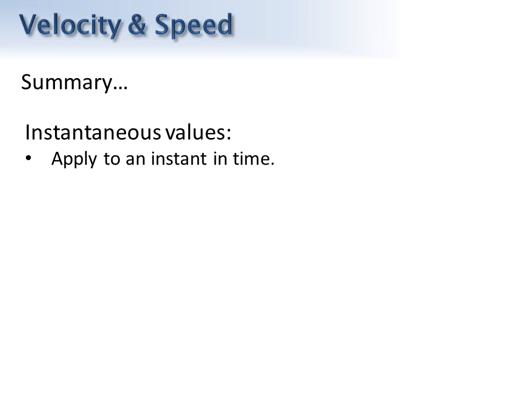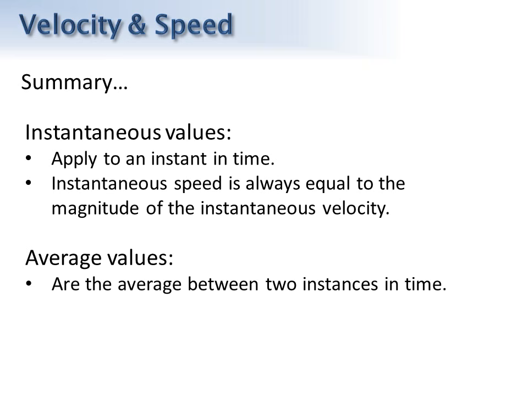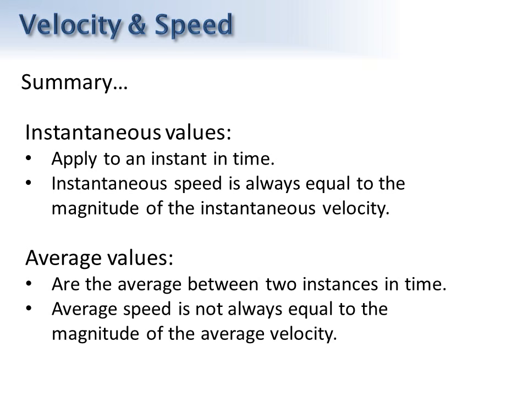So let me summarize a few key facts. First, the instantaneous values apply to just an instant in time, and the instantaneous speed is always equal to the magnitude of the instantaneous velocity. But then for average values, which are the average between two instances in time, the average speed does not always equal the magnitude of the average velocity.